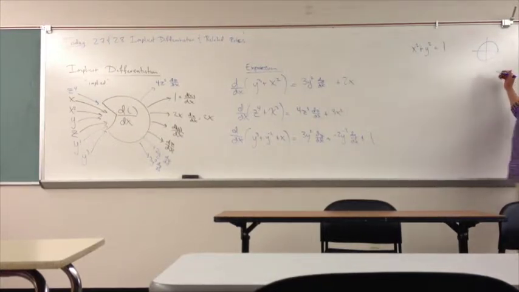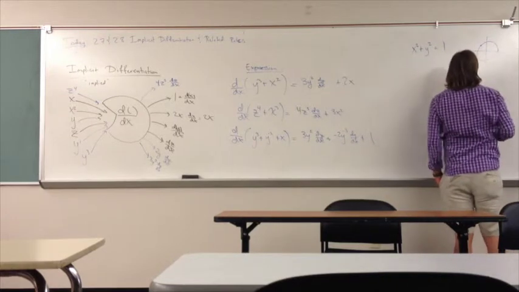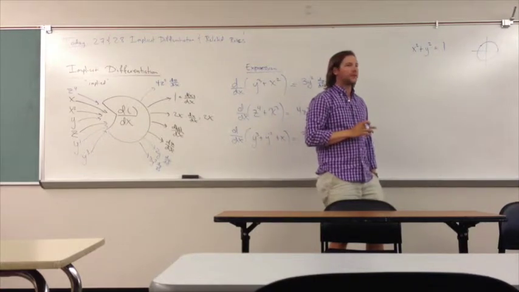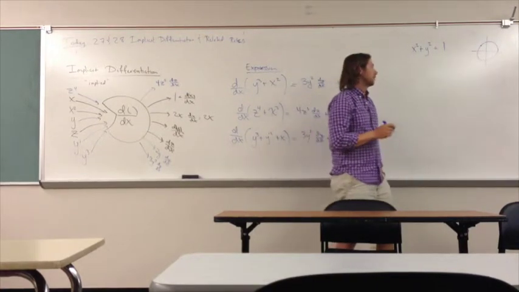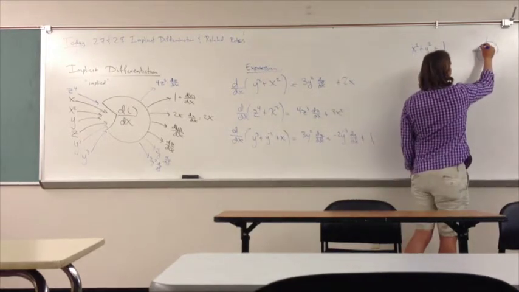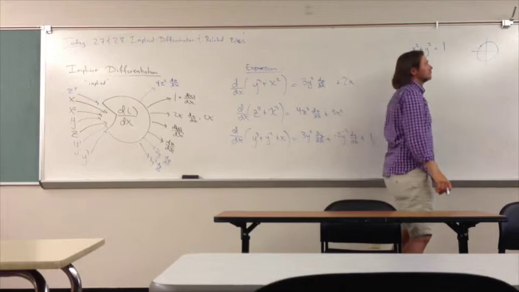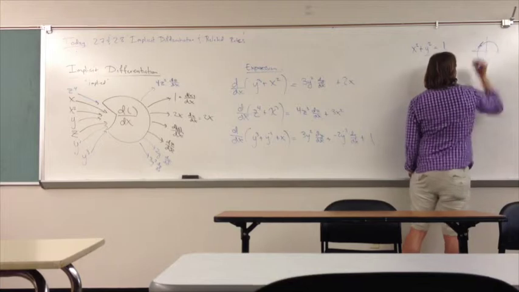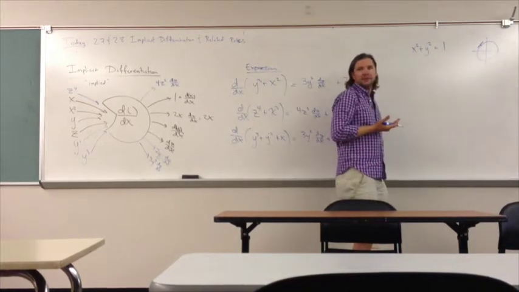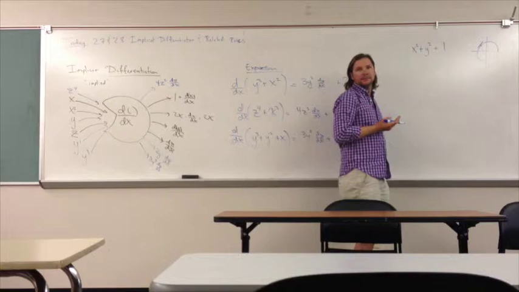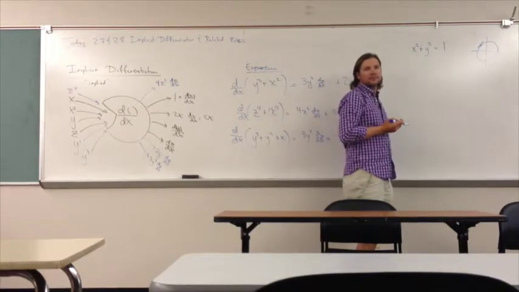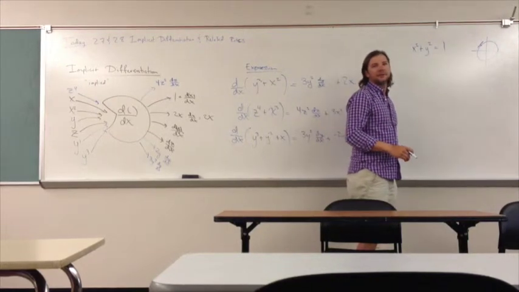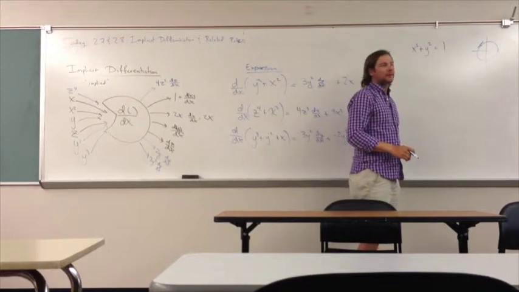Like what if I wanted to know the slope right there? At like root 2 over 2 comma root 2 over 2, or negative root 2 over 2. Differentiate this equation and plug it in, to find the slope of this tangent line. The derivative gives you the slope of the tangent line, but what is the tangent line? The line that only touches one point on the curve.